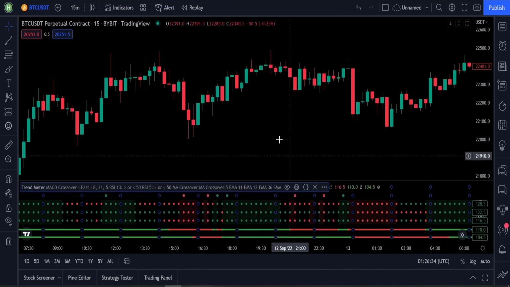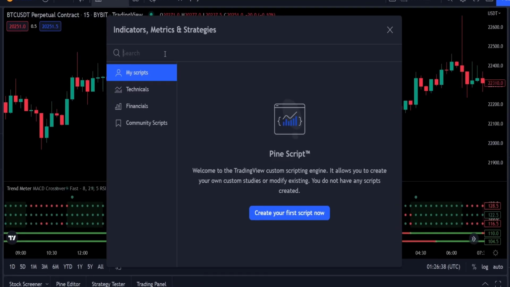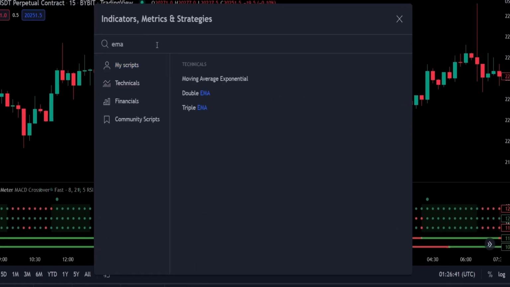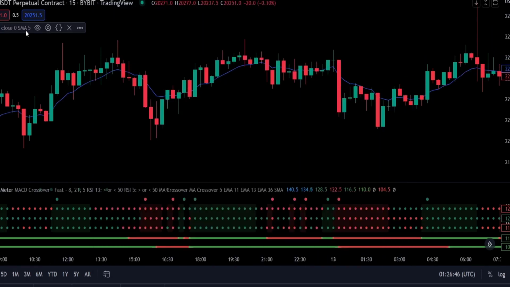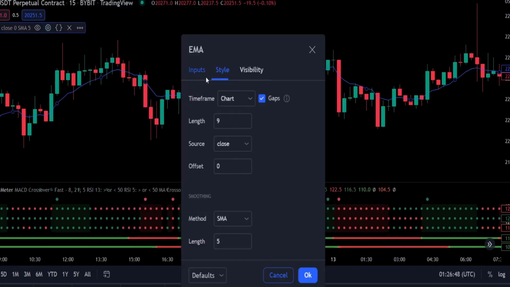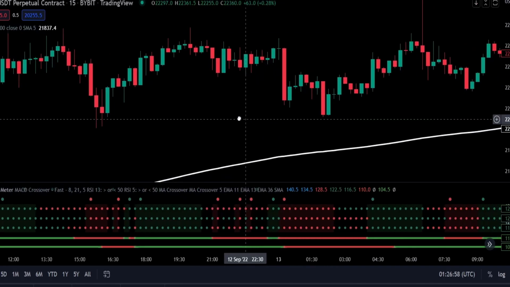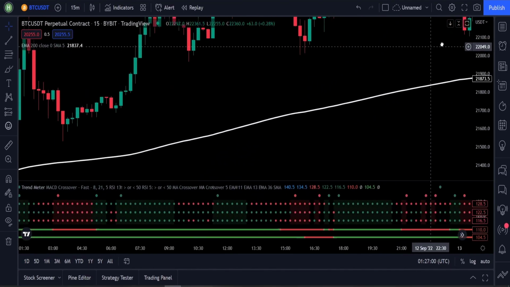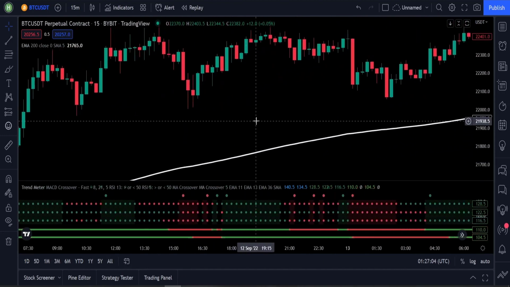Now we're going to add our second indicator. We'll go back into Indicators and type in EMA, the Exponential Moving Average. We'll add that, and change a few settings for this one. We'll click on Settings, and in Inputs, we're going to change the length to 200. And in Style, I like my EMA color to be white, and a little bit thicker. This is what your chart is going to look like when you're done setting up the indicators. So now let's get into the strategy.